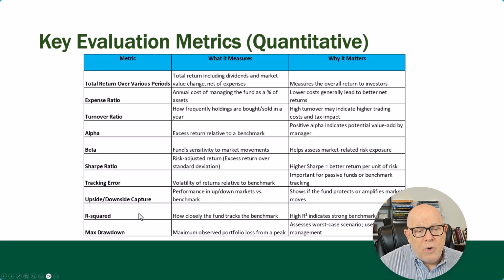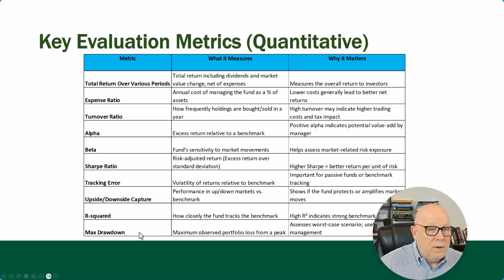Another one similar to tracking error is R-squared. And so that's where they run a regression of the returns on the fund relative to the benchmark. An R-squared of 1 or 100% would basically mean it matches the benchmark. If the R-squared is less than 1, then it doesn't quite match the benchmark. The maximum you can have on an R-squared is 1, by the way.